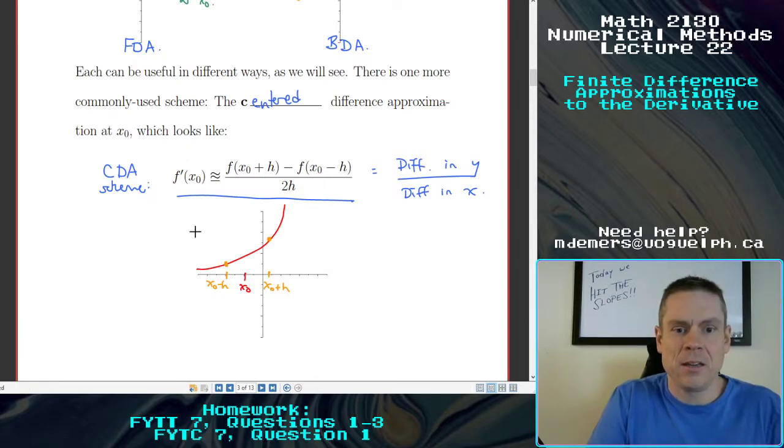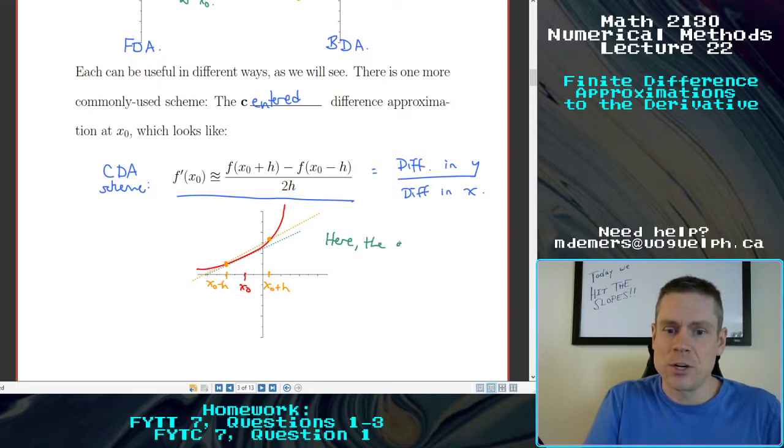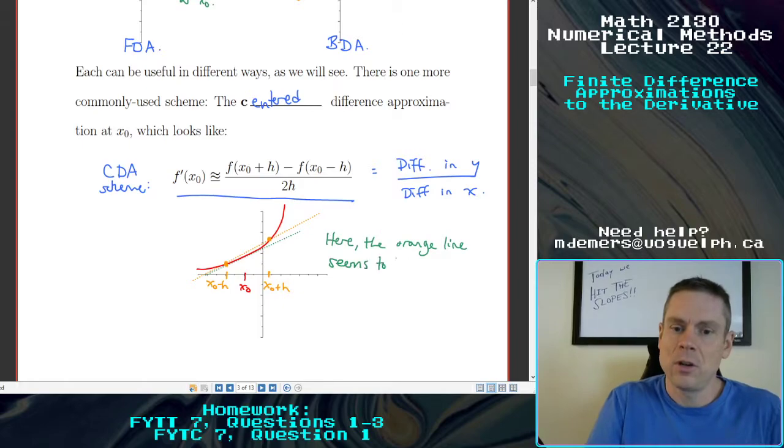Here would be that secant line slope right there, that straight orange line right there, versus the one that we're looking for, which, the way I've drawn it, you can see looks like it's a very close approximation in this case. So I'll write that down here. The orange line seems to have a much closer slope to the orange line.